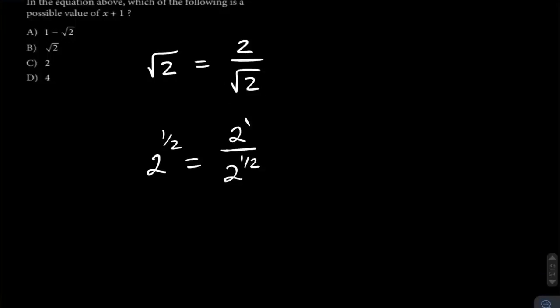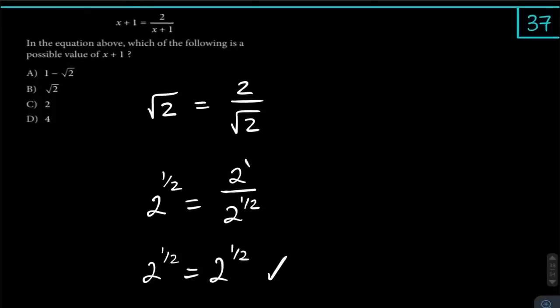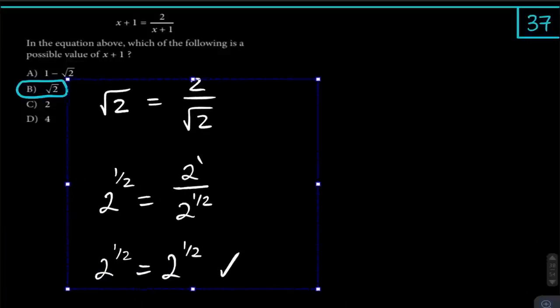And, well, these have the same base here, right? So we can just subtract the exponents, and 1 minus 1/2 is, well, 1/2. And so we get that both sides are equal to each other. So the answer here is going to be choice B, because rad 2 could be a possible value of x plus 1. It worked, okay?